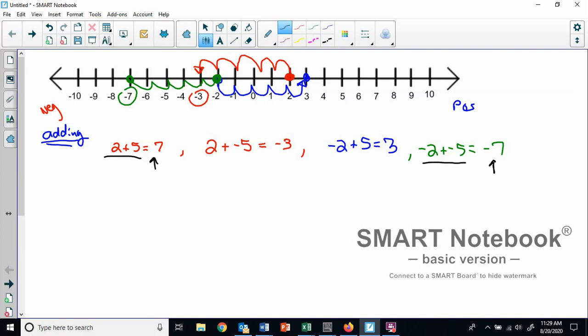But notice that we keep the same sign. So these are both positive, so we get a positive 7. These are both negative, so we get a negative 7. The difference comes in when they are different signs. Notice these are different signs.